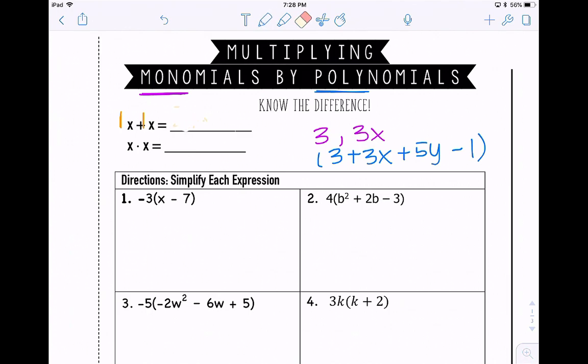Sorry, my pen's not working very well today. Let me try that again. So again, a 1x plus a 1x, we would just add the 1 and 1, we get 2, we keep the x. Okay, very different than x times x.